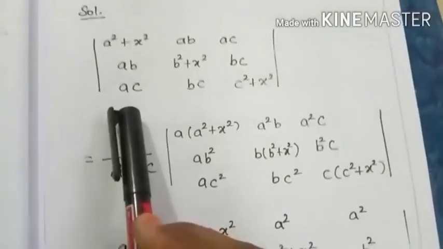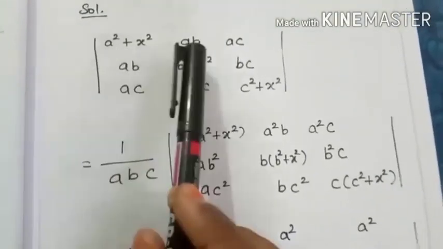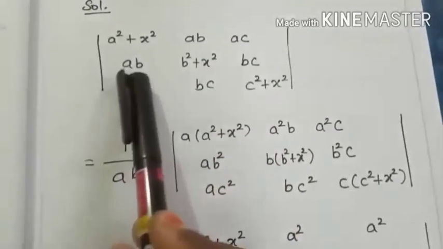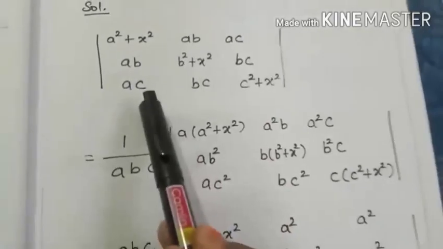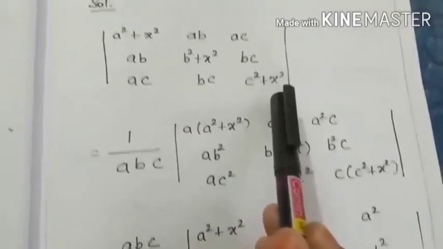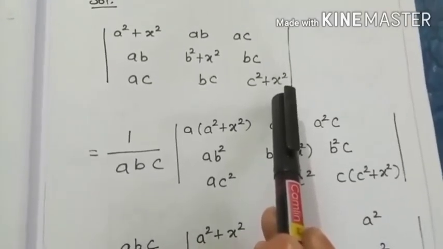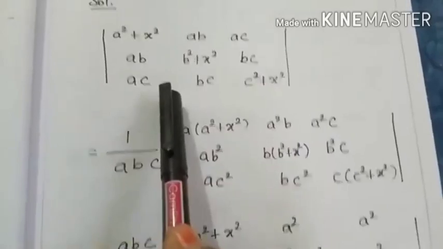Solution. Given the determinant is determinant of a square plus x square, ab, ac, ab, b square plus x square, bc, ac, bc, c square plus x square. So from this determinant we have to prove that this determinant is divisible by x power 4.